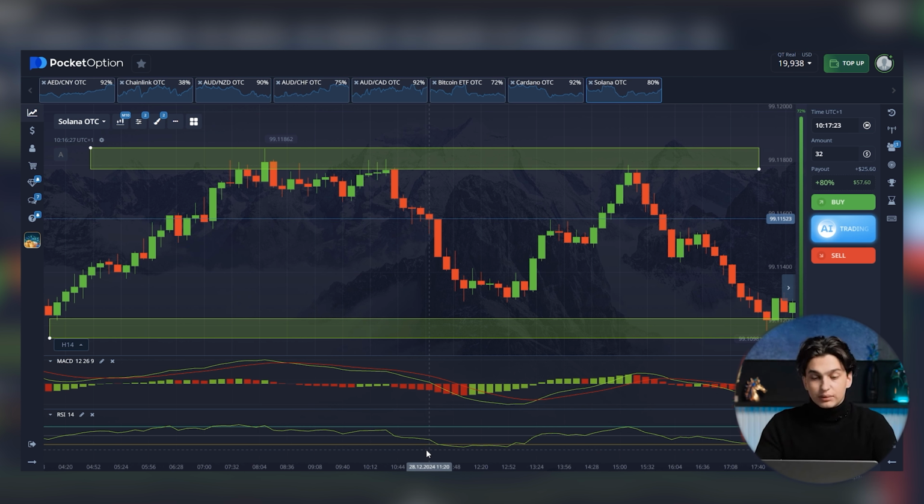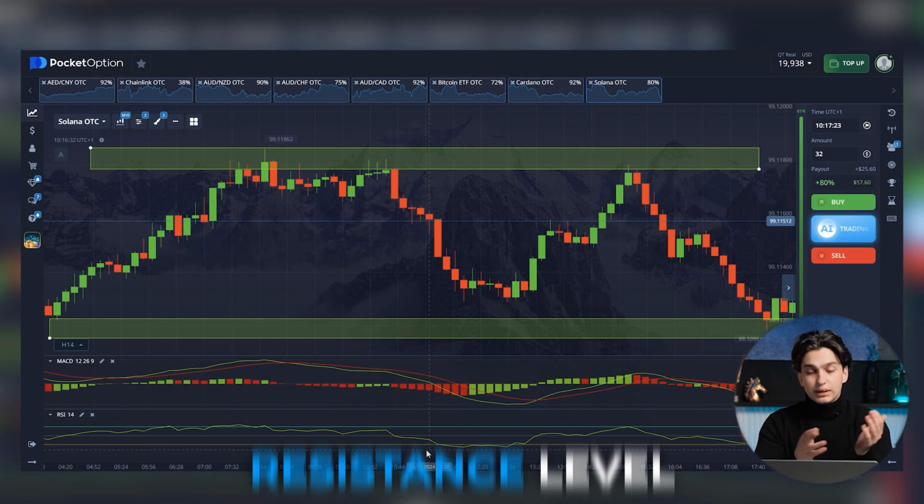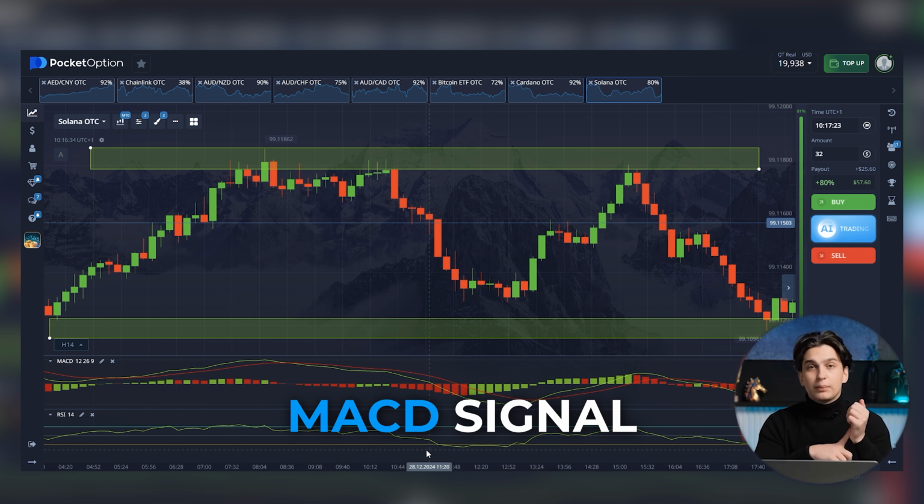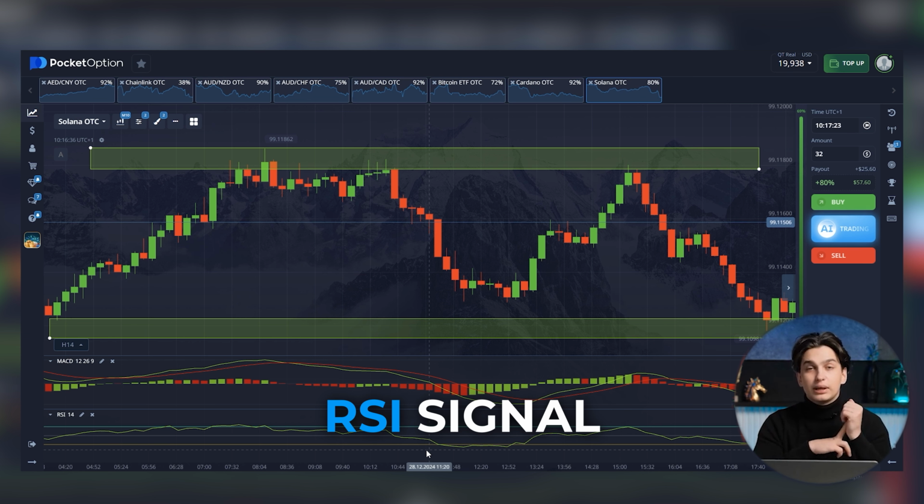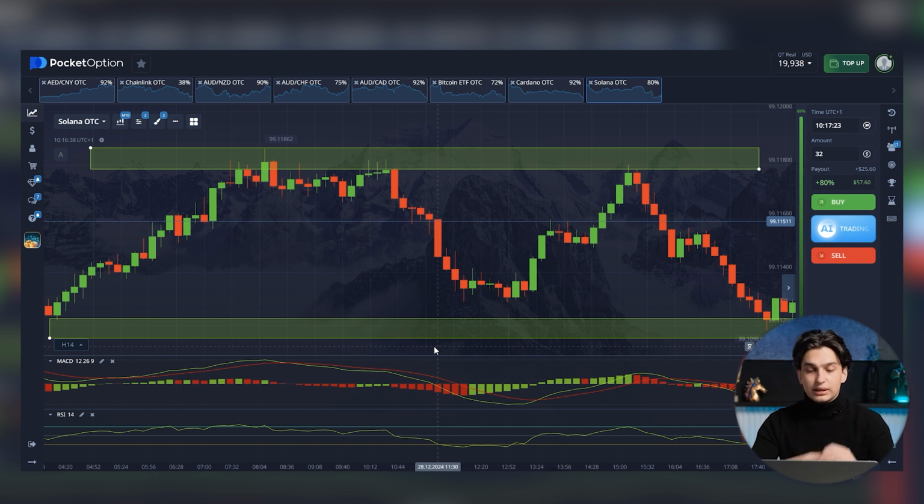In this specific example, all the parameters we can pay attention to came into play. So that's both the resistance level and the signal from the MACD indicator, as well as the signal from the RSI indicator. This is a perfect example of such a trade. Let's try trading with this strategy and make some money in real time.